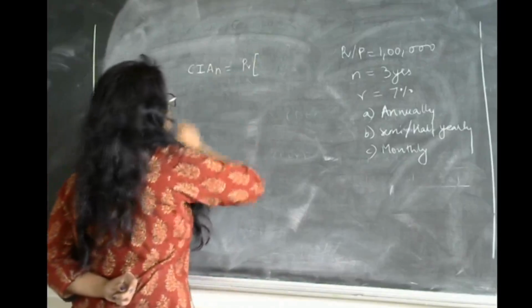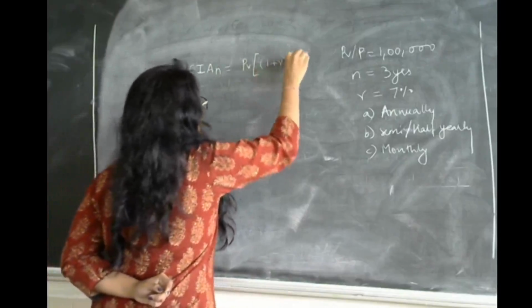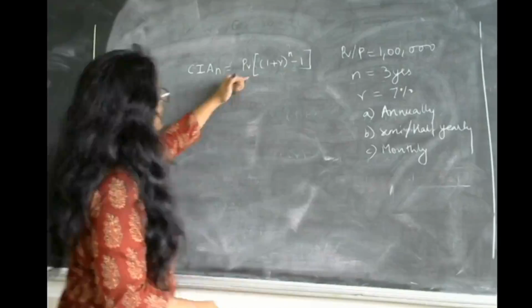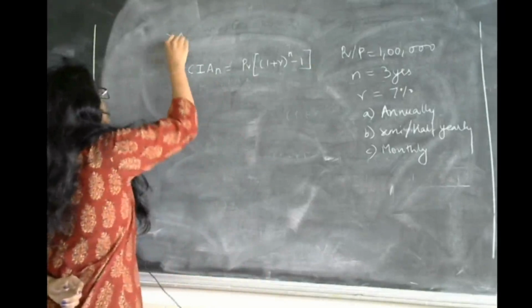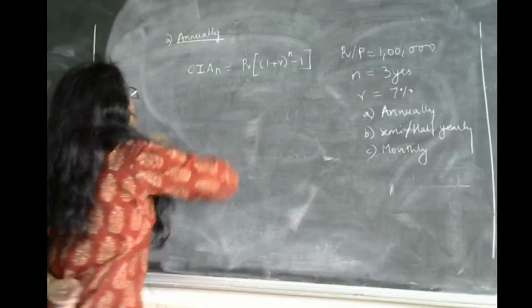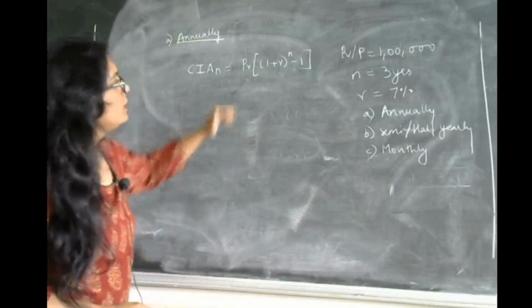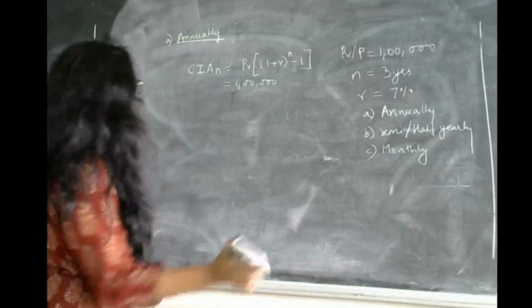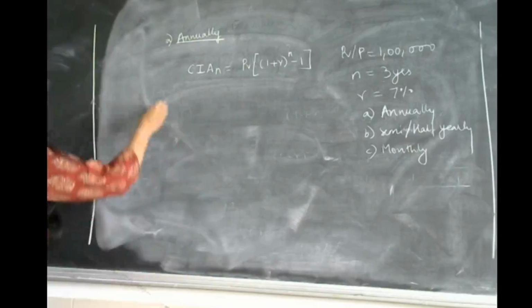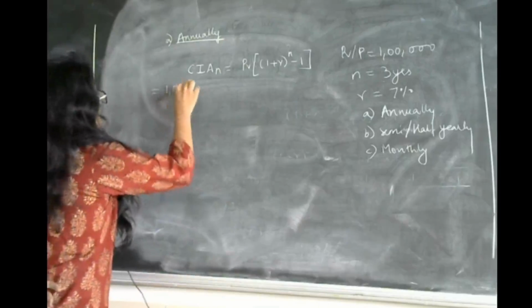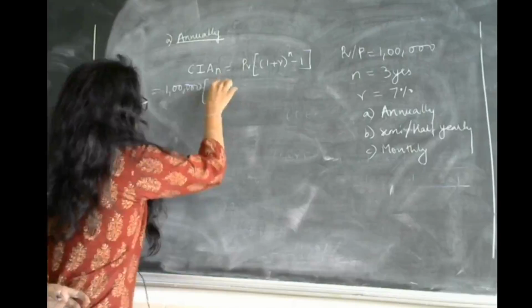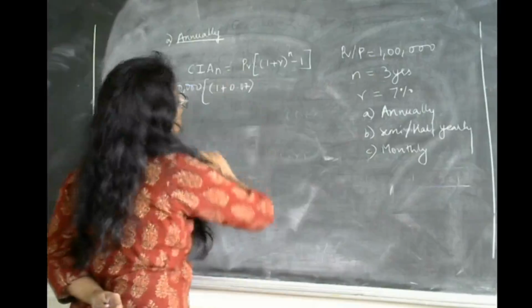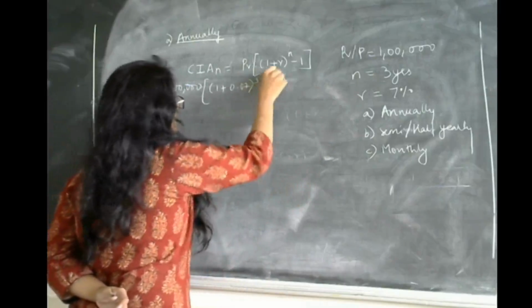What was the formula for compound interest amount for n years that I explained to you all? It was present value multiplied by 1 plus r the whole raised to n, minus 1. This is for the first one, that is annually. We are given the present value over here. What is the present value? It is 1 lakh, right? Is R given? Yes, R is given as 7%. Raised to n, that is number of years, it is given to us as 3, minus 1.